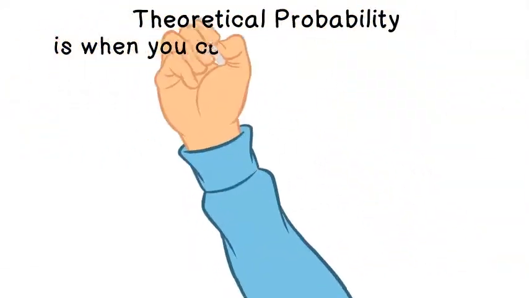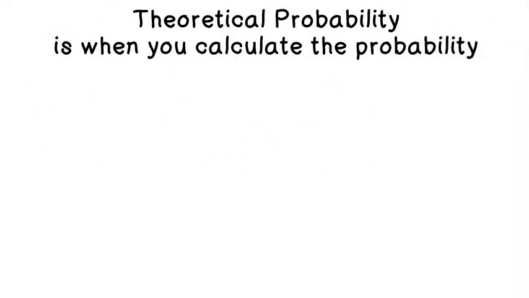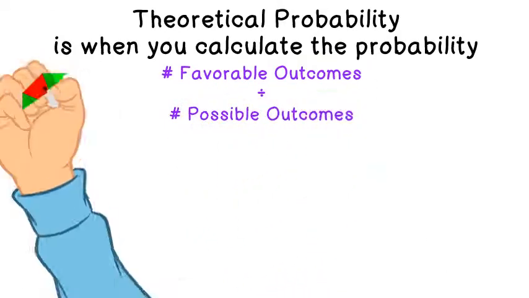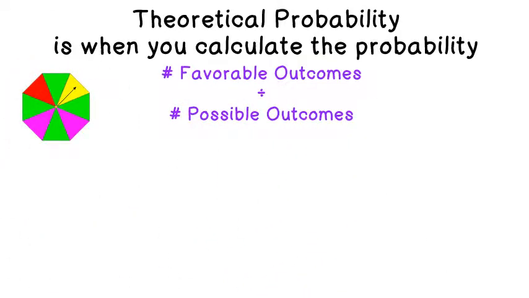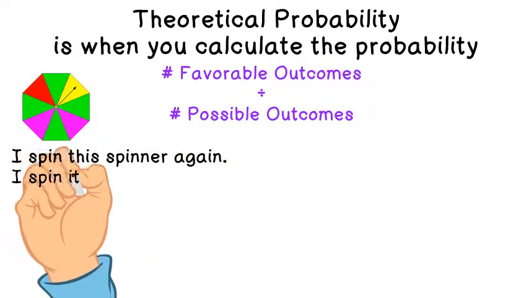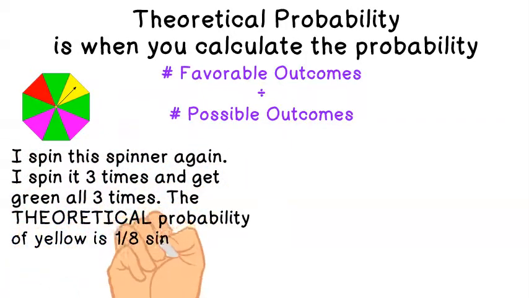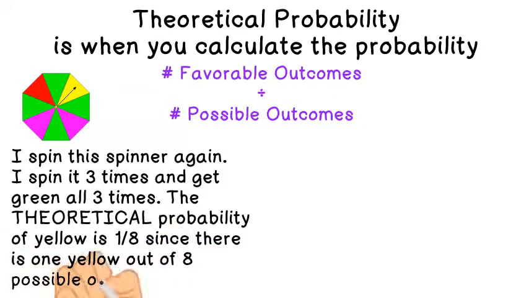Theoretical probability is when you calculate the probability. You don't look at the experiment. So you take the number of favorable outcomes divided by the number of possible outcomes. I spin the spinner again. If I spin it 3 times and get green all 3 times, the theoretical probability of getting yellow is 1 out of 8, since there is 1 yellow spot out of 8 possible outcomes. Notice it doesn't matter how many times I spin the spinner.